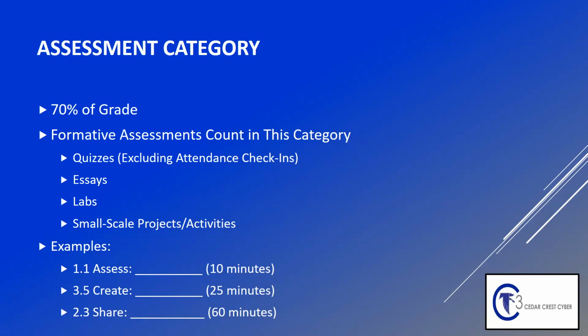What that means is it's Unit 3, Lesson 5, and they're going to create something, whether it's a project, a lab, or an essay. They're going to be creating something that they're going to turn in, and it'll take them approximately 25 minutes to complete. And then the last one, 2.3 share, is Unit 2, Lesson 3 share, which means they're going to be doing some sort of discussion.